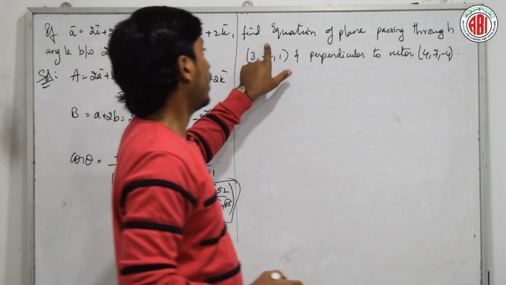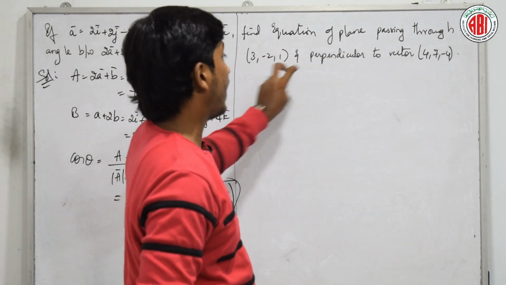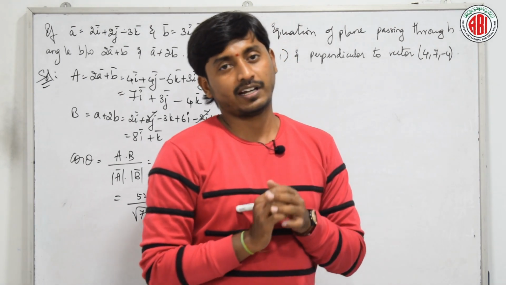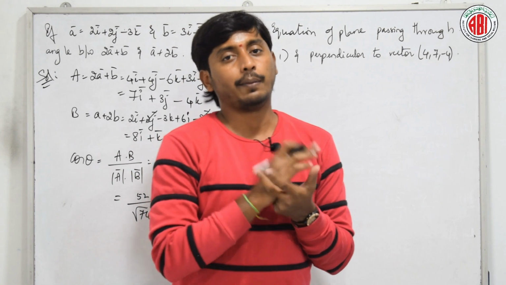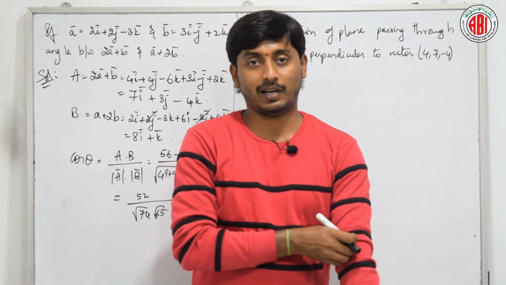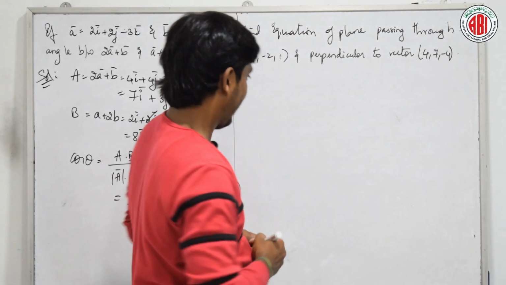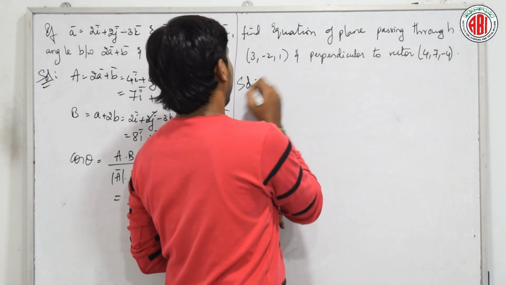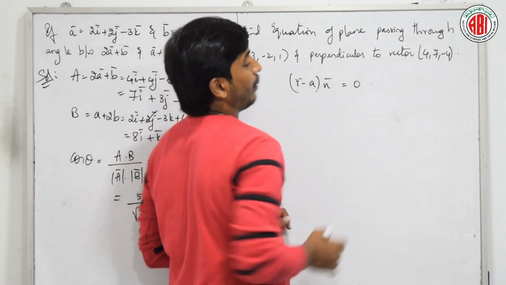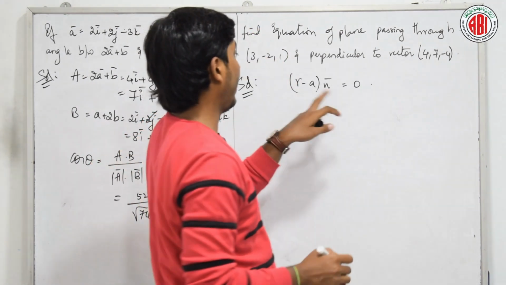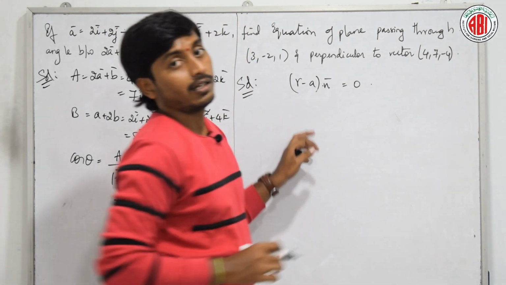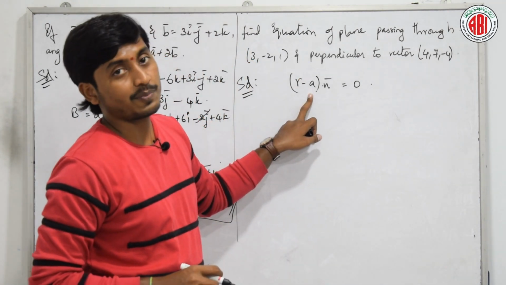See here. The next question, find the equation of a plane passing through this point and perpendicular to this vector. As of addition of vectors, we always did passing through a point parallel to a plane. Here he is telling it passes through a point and perpendicular to the plane. How do we represent? The formula itself is given by r minus a dot n bar. What is this a?